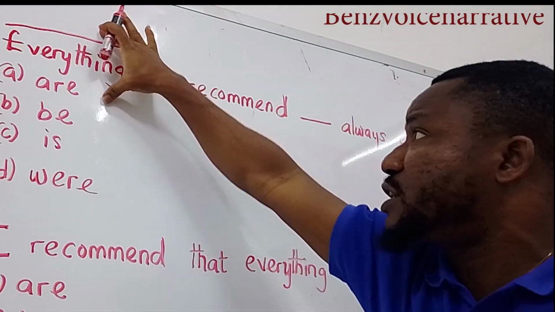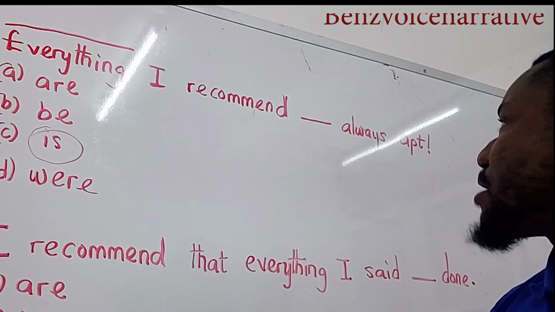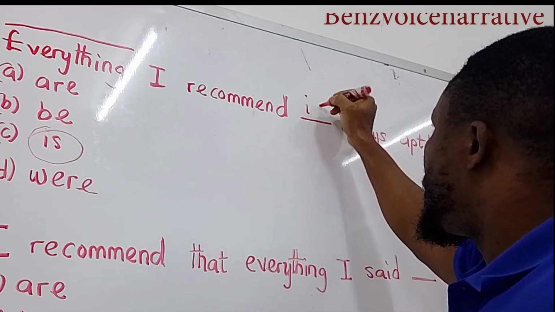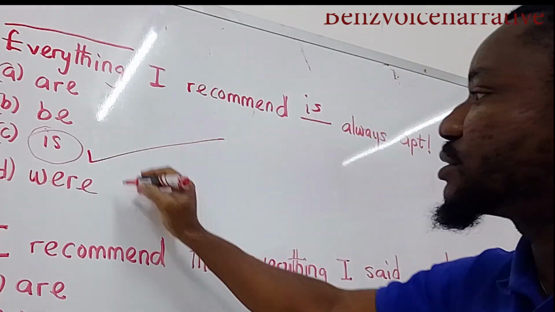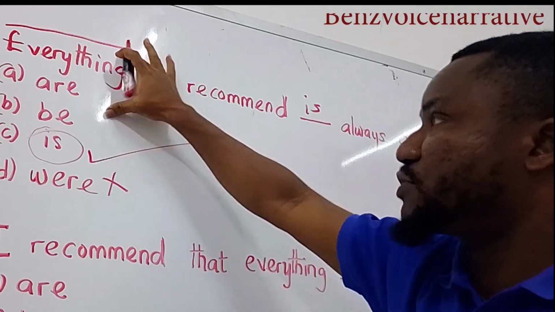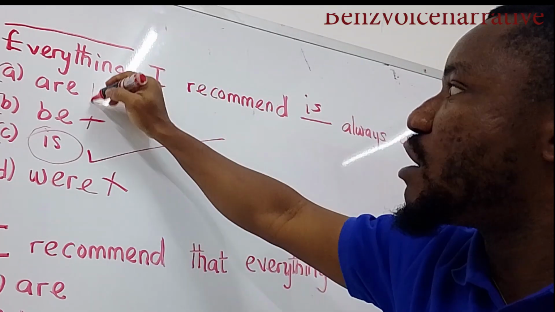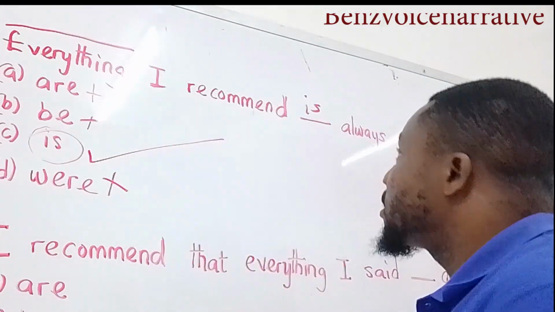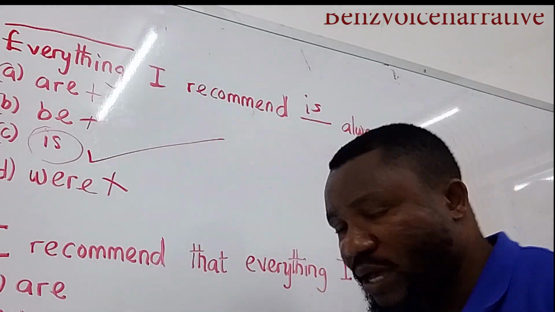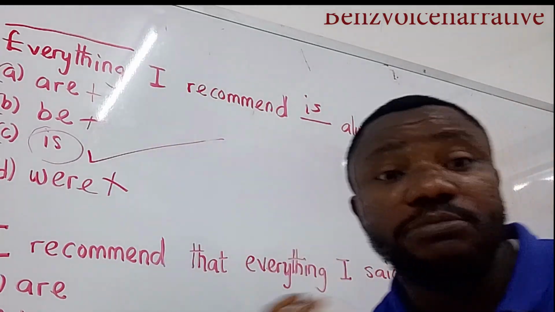So every time you have everything, the verb is usually singular. So everything I recommend is always act. Where you don't use were with everything. You don't use be with everything. You don't use are with everything. So the answer is: everything I recommend is always act. So that means that this doesn't follow the structure of mandative subjunctive concord.